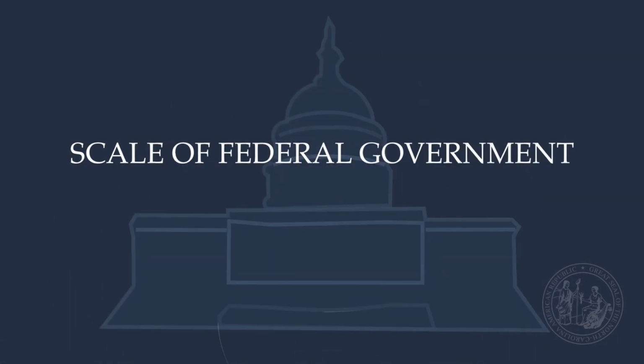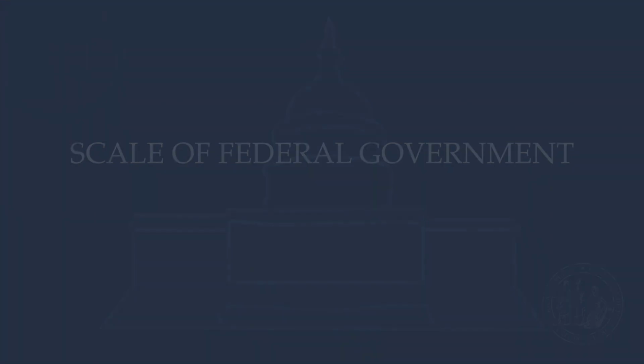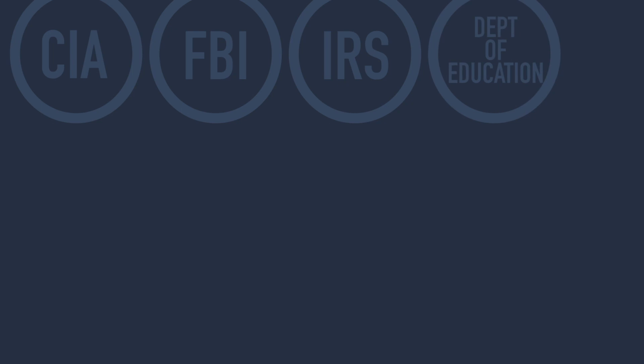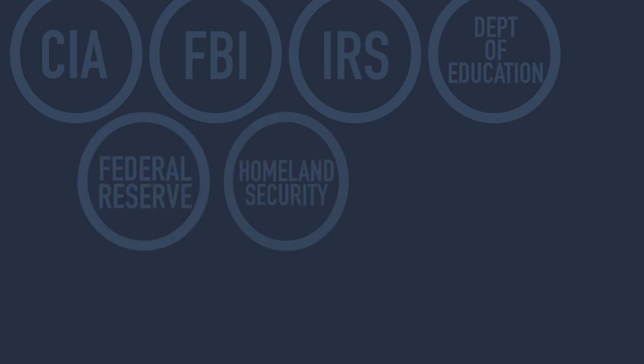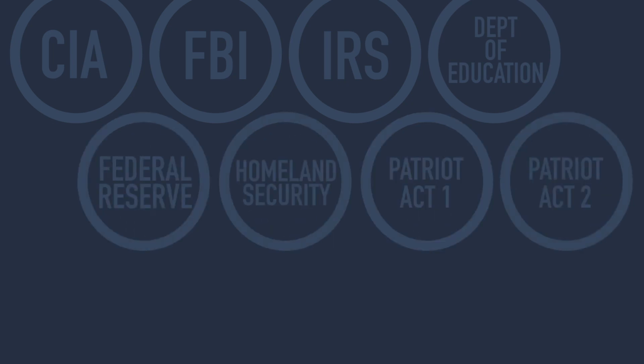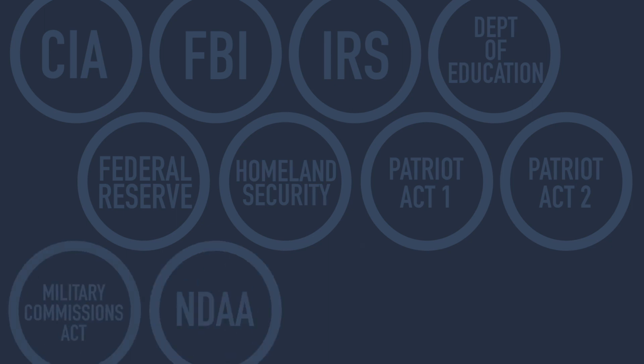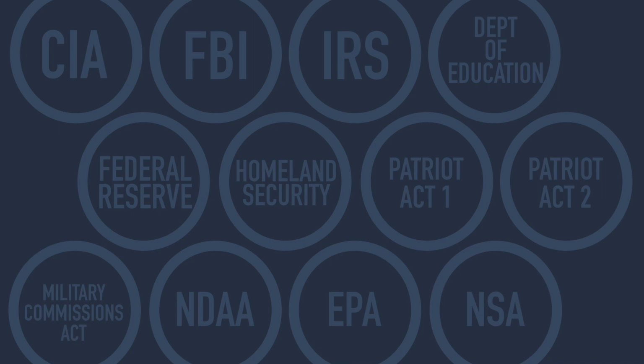Another branch is the massive growth in the scale of the federal government. The CIA, FBI, IRS, the Department of Education, the Federal Reserve, Homeland Security, Patriot Act I, Patriot Act II, the Military Commissions Act, the NDAA, the EPA, and the NSA are just a few examples of the increase in the scope of the federal government since the 1860s.